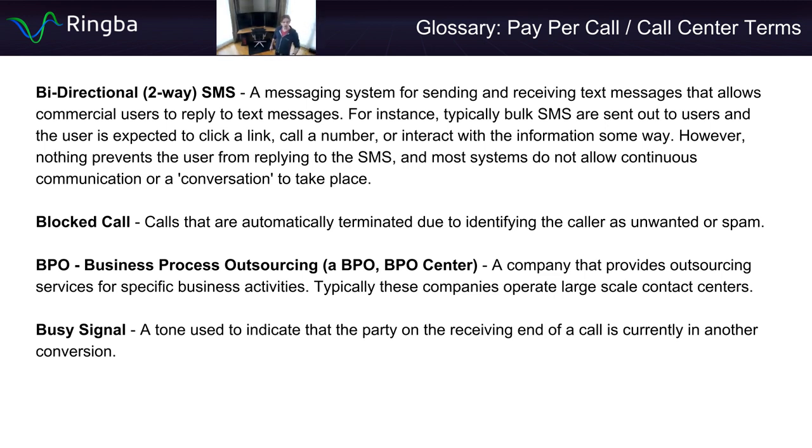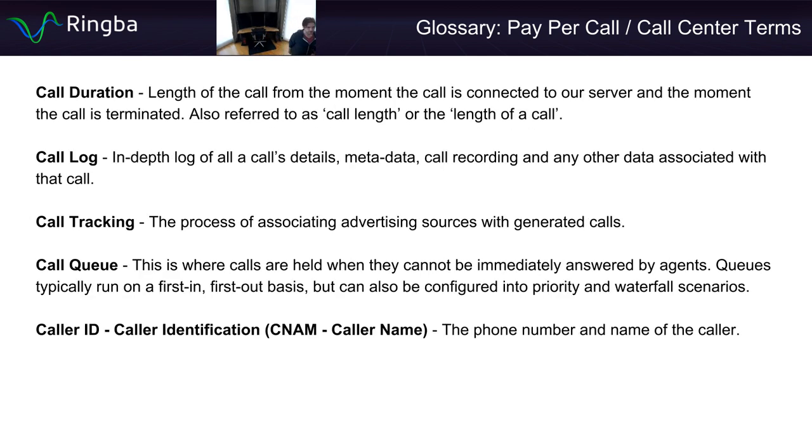Caller ID, or caller identification, which is also called the CNAM and includes the caller name, is the phone number and name of the caller. And this system allows you to see who is actually responsible for or owns the phone number of an end user when they make a phone call.